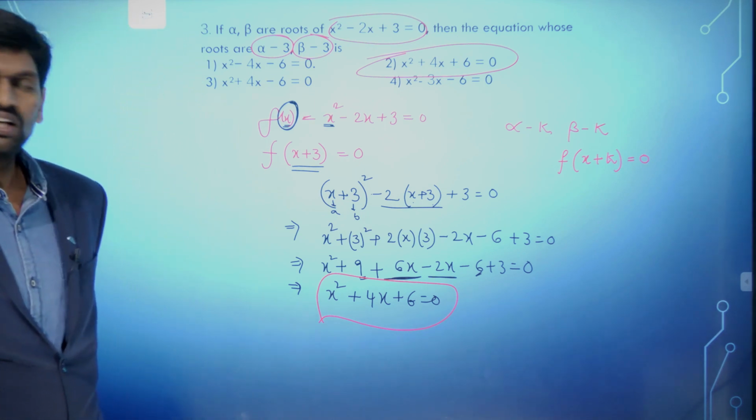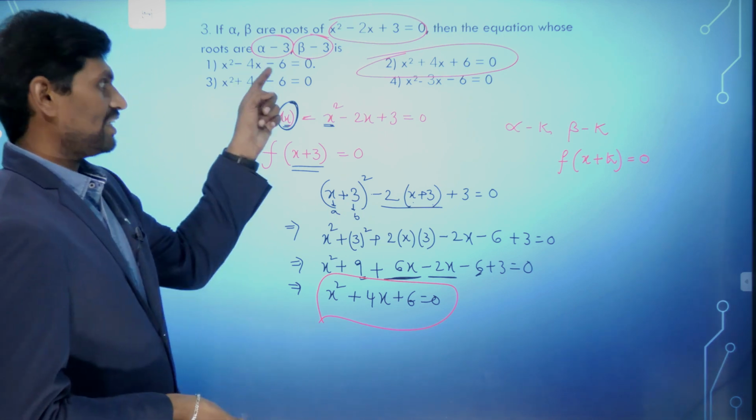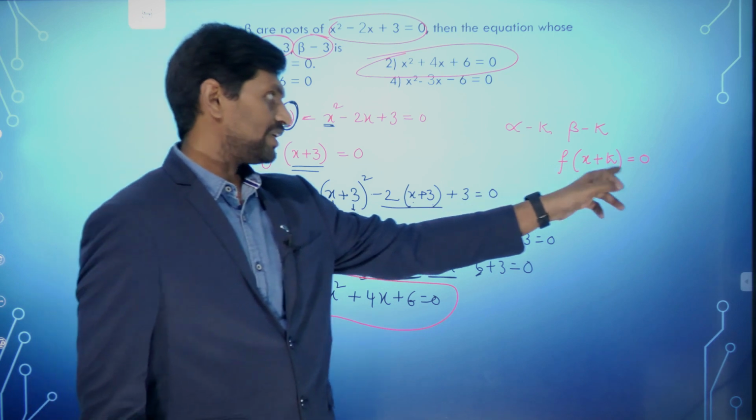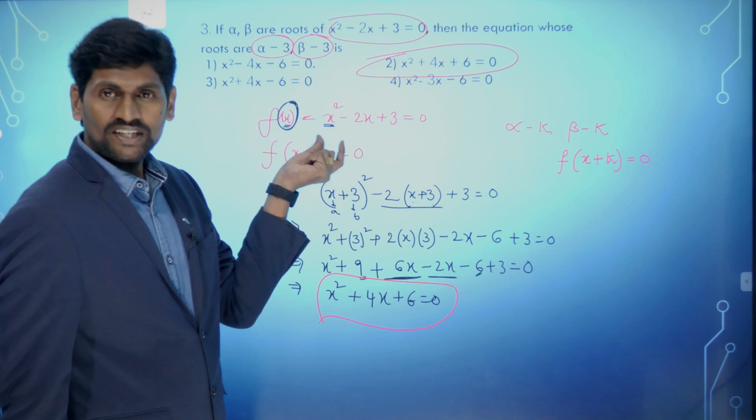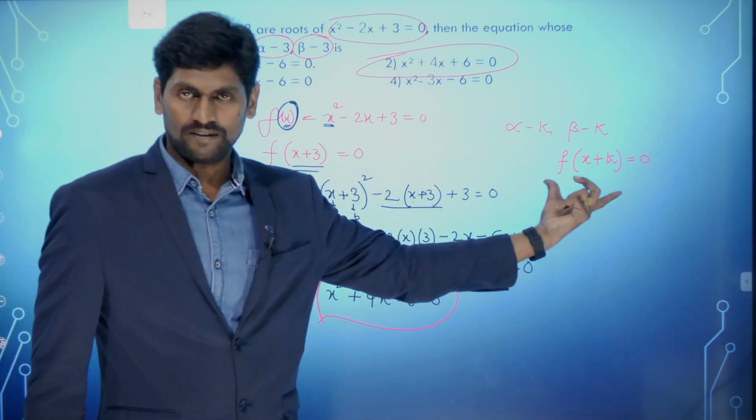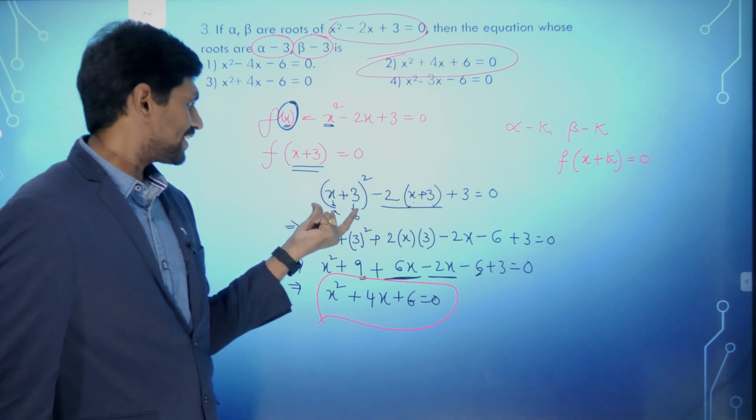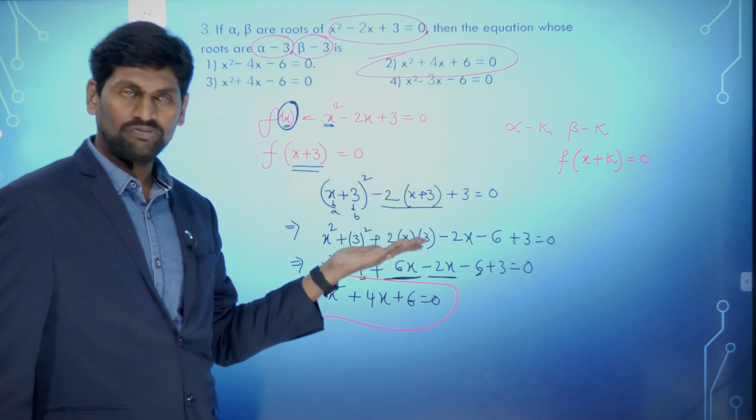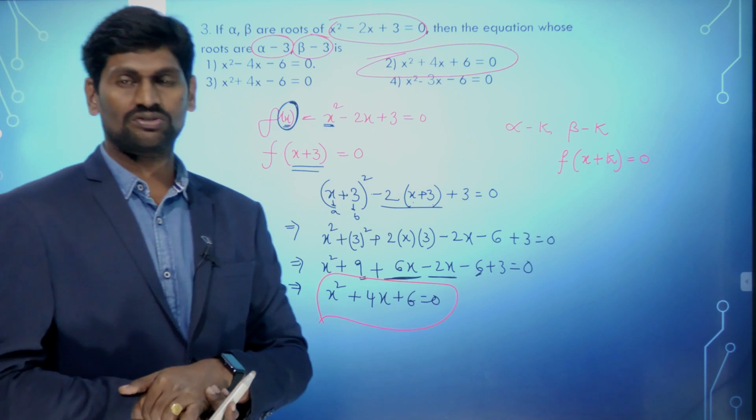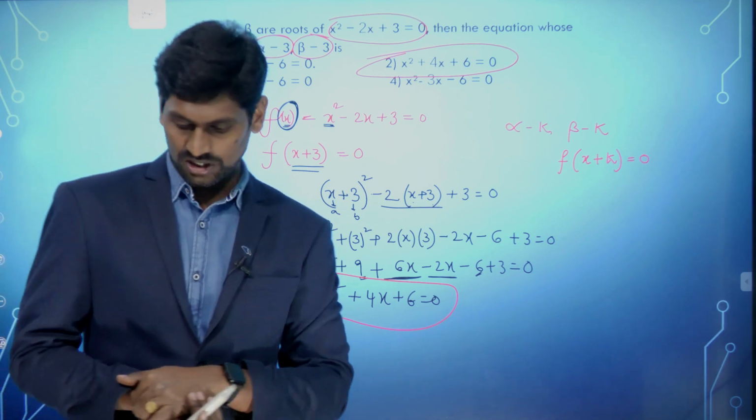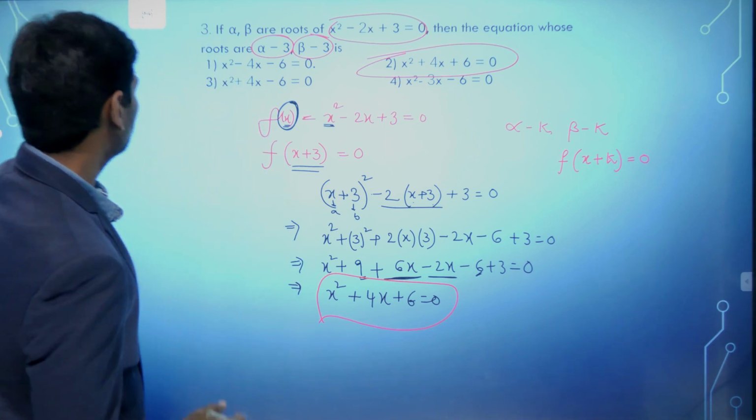Like this we should write. It is an example for that. Alpha minus k, beta minus k are roots. F of x plus k, how we are writing means, whenever you see the x value, in the place of x we should substitute x plus k. Here we got x plus 3, that means we have to substitute x plus 3 in the place of x. After simplifying, we will get the quadratic equation x square plus 4x plus 6 equals 0. Please note it, children. Right. So let us go to the next problem.